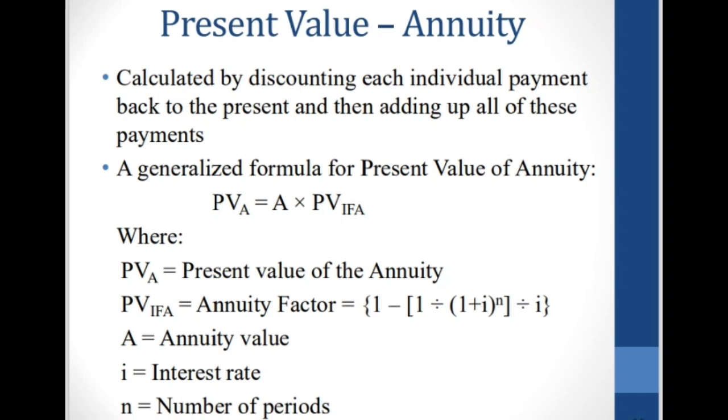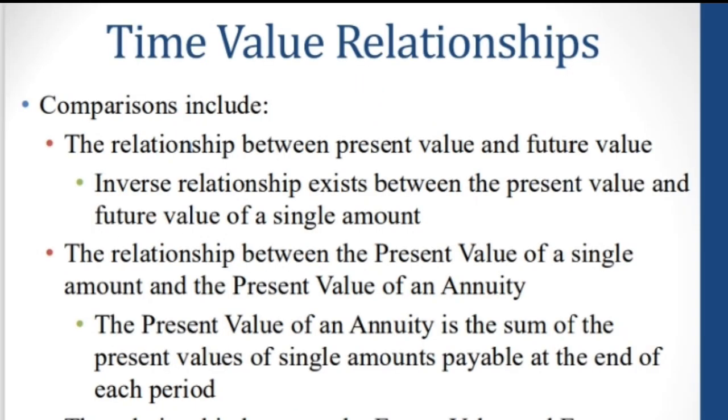Present value annuity is calculated by discounting each individual payment back to the present and then adding up all of these payments. A generalized formula for present value of annuity: PV is equal to A multiplied by the PV interest factor, where PV is equal to present value of annuity, and the PV interest factor is equal to the annuity factor, which is equal to 1 minus 1 divided by (1 plus I) to the power n, all divided by I. A is equal to annuity value, I is equal to interest rate, and n is equal to number of periods.